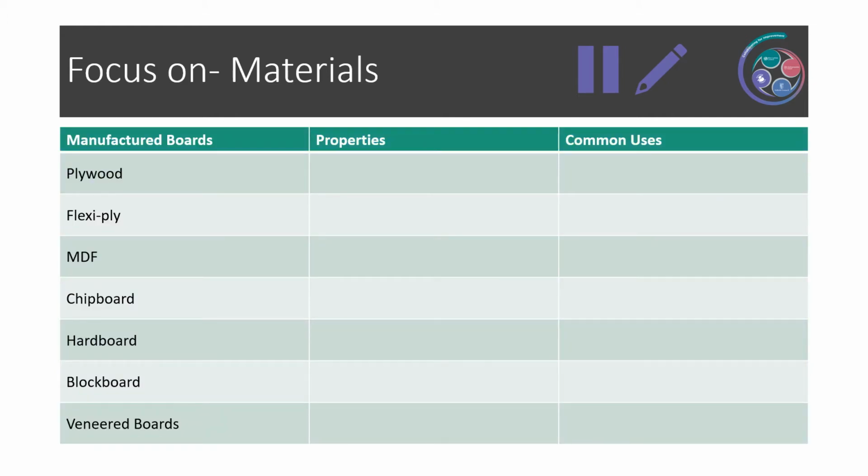The manufactured boards that you need to know at higher level are plywood, flexi-ply or flexible plywood, medium density fibreboard, chipboard, hardboard, blockboard, and a range of veneered boards. You should also have knowledge on the sustainability issues around manufactured boards. I suggest that you pause the video now, copy the table, and complete the properties and common uses of each material.